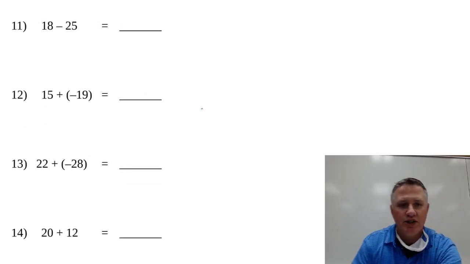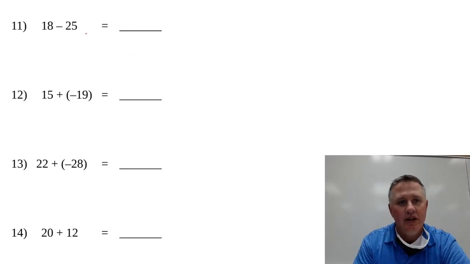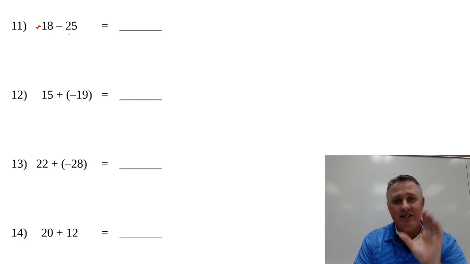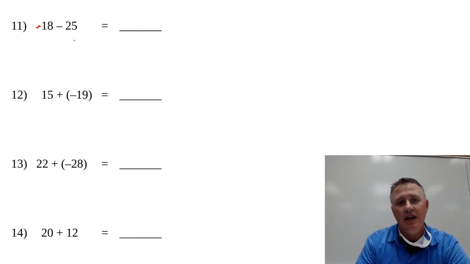All right, first 10 questions are down. How do we do? Hopefully good. 18 minus 25. Well, this is positive 18. This is negative. I have to subtract because the signs are different. And when I subtract, I have to put what I have more of on top.